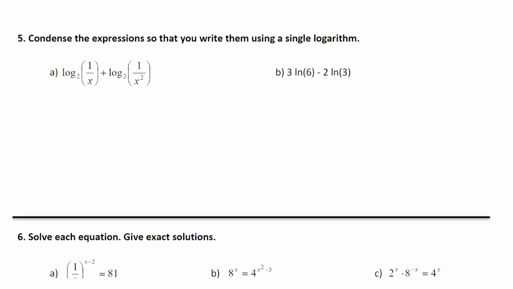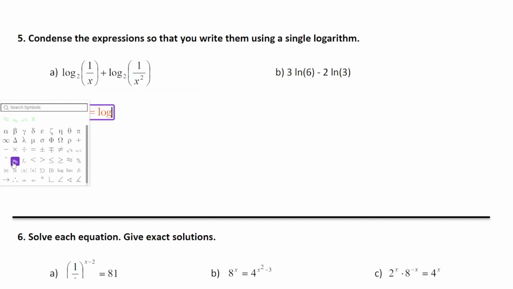Number 5 says condense the expressions so that you write them using a single logarithm. So we're going to try to combine these using the properties of logarithms. This first one, we're going to use the product property to combine these two logarithms. So we can rewrite this as log base 2 of 1 over x times 1 over x squared.